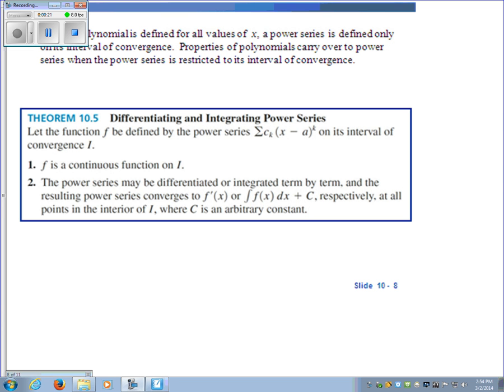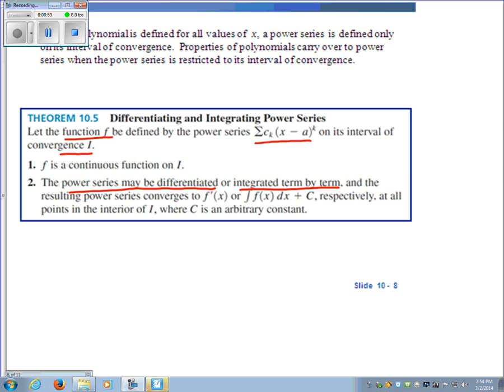Okay, now let's say we have a power series that defines a function f on some interval of convergence I. So the function f is that power series on that interval. F is continuous on that interval, and the power series can be differentiated or integrated term by term, and you'll get a new power series that's also defined on that interval of convergence.